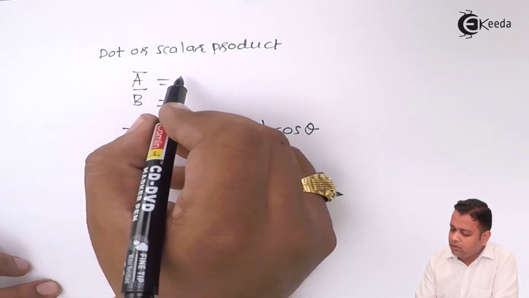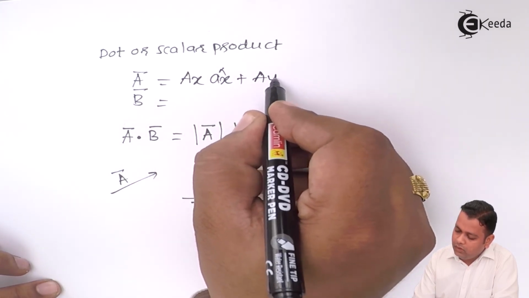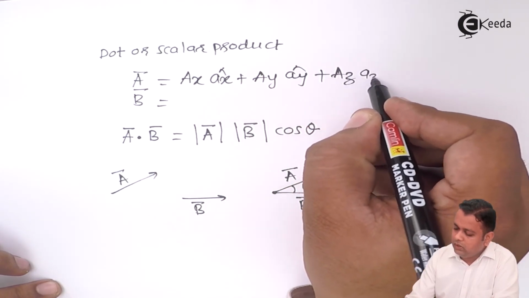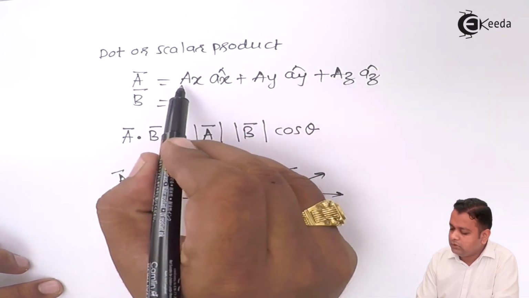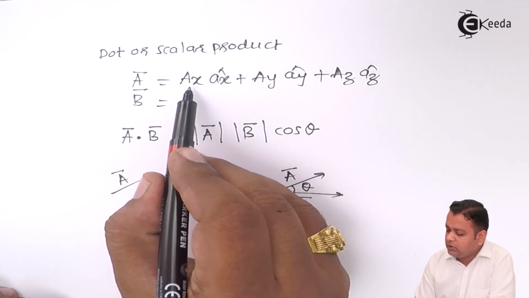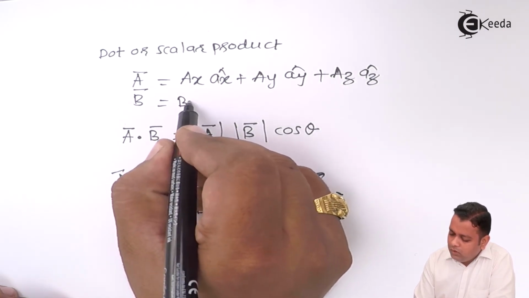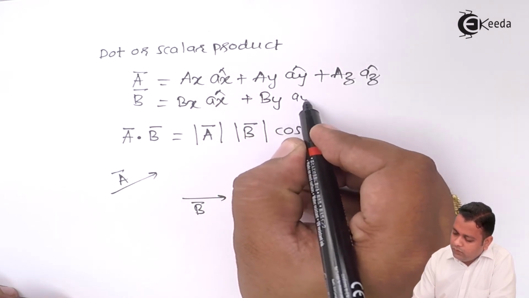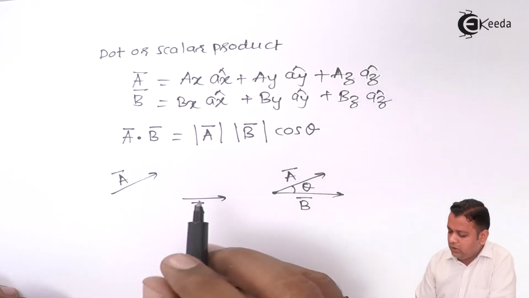If a bar has the representation Ax ax cap, Ay ay cap plus Az az cap, then Ax, Ay, Az capitals represent the components along the x, y, z axes or coordinates, simply you can say. For b bar we have Bx ax cap, By ay cap plus Bz az cap.